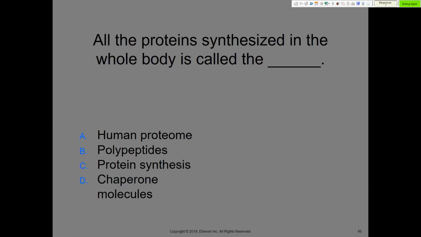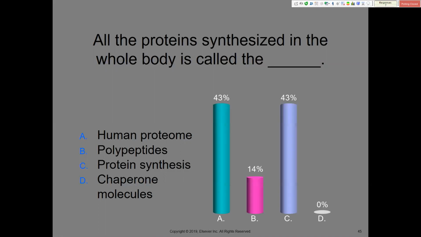All right, I'm going to close the poll. 5, 4, 3, 2, 1. All right, so we're a little split. We're split on human proteome and on protein synthesis.